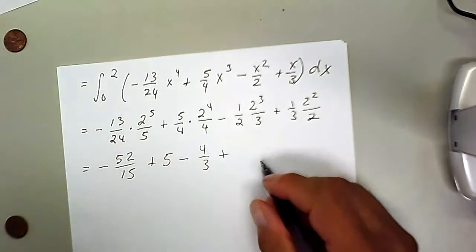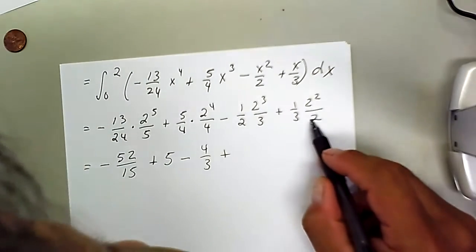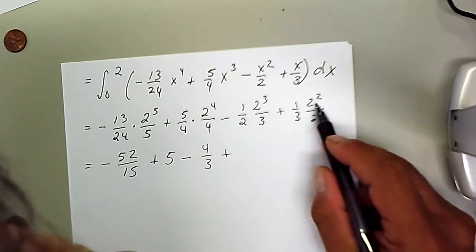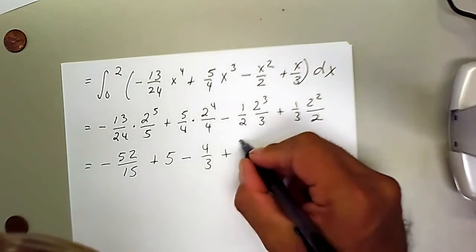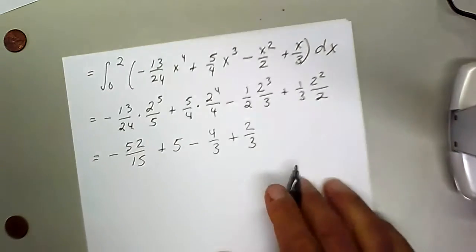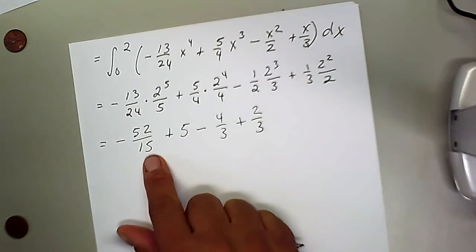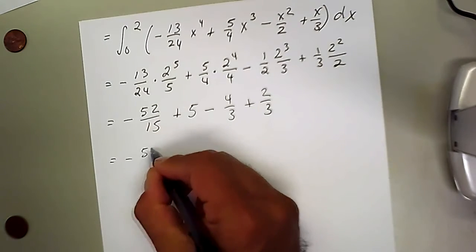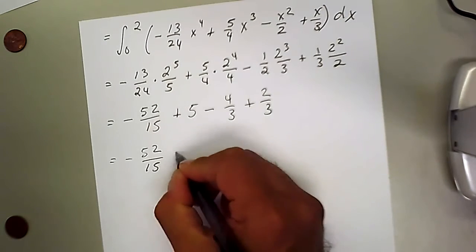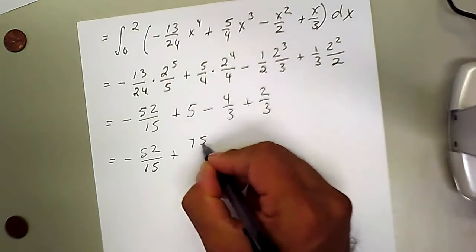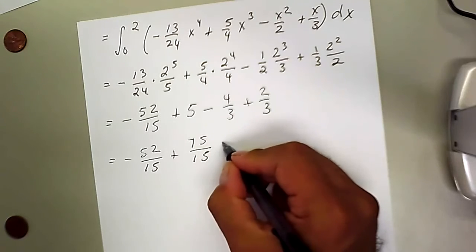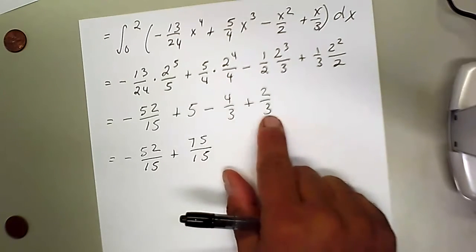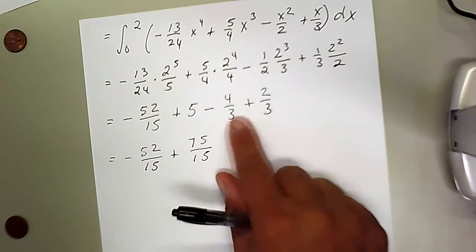plus 1 2 simplifies, so we end up with 2/3. Well, the common denominator has to be 15, negative 52 over 15 plus 75 over 15. That's really negative 2/3 combined.